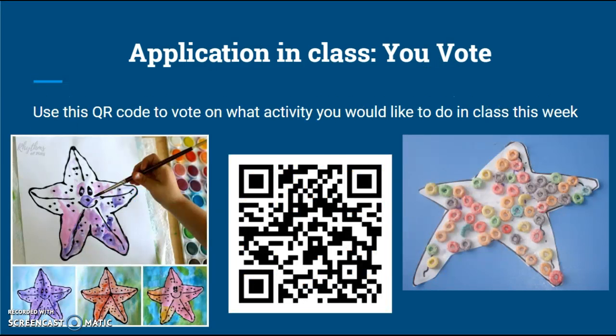So, we're going to have an application in class, and I'm going to need you guys to vote. So I have this QR code, and you're going to use your device to scan the QR code and vote on what activity you guys want to do in class. We can either paint and show the different colors that sea stars can use to scare off predators, or evaluate the suction cups that sea stars use to be able to move around the ocean floor. So make sure to vote before the end of the week.